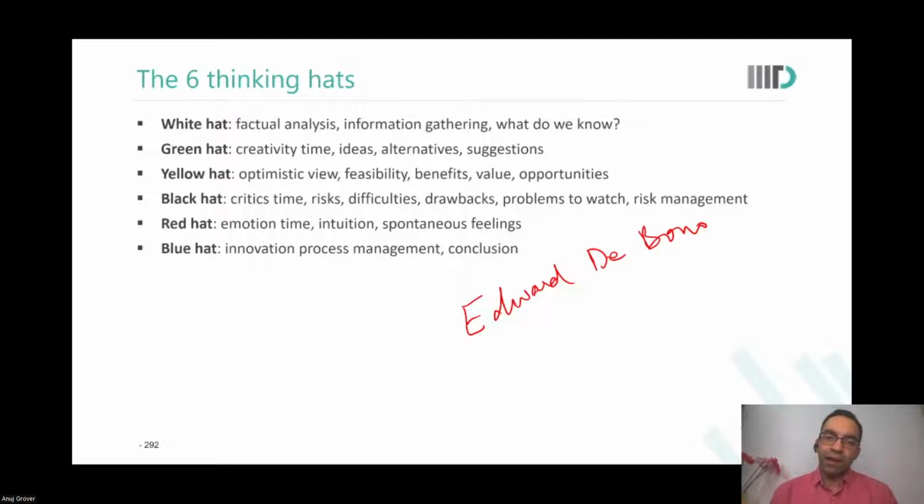Subsequently, after the black hat, after you've listed the risks and everything about the various ideas, then you wear the red hat. This is the emotion time. This is the time where we think about those customer motivations that we talked about. Remember, we talked about customer motivations of pride, of social status, of being good to the environment, sustainability, and so on. What is the feeling that this idea gives me?